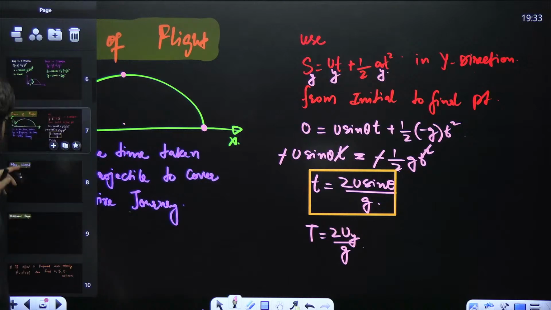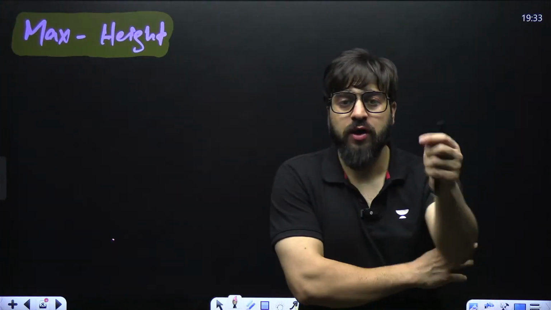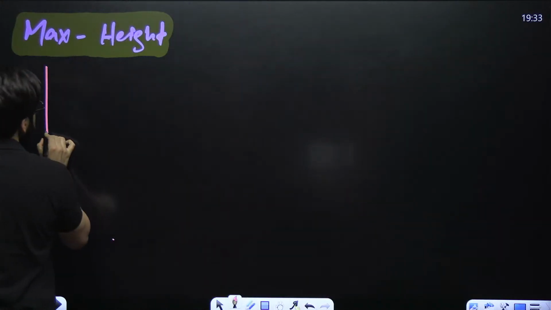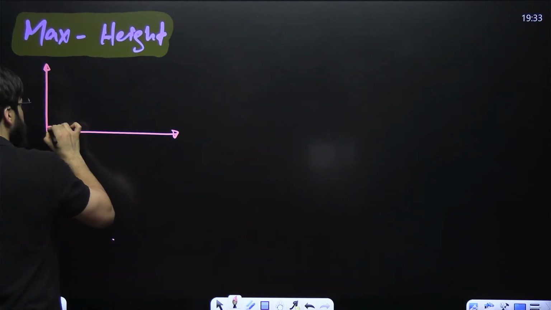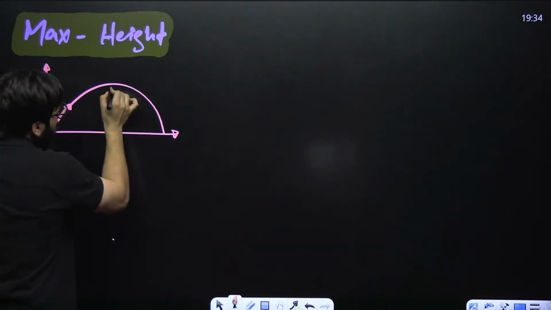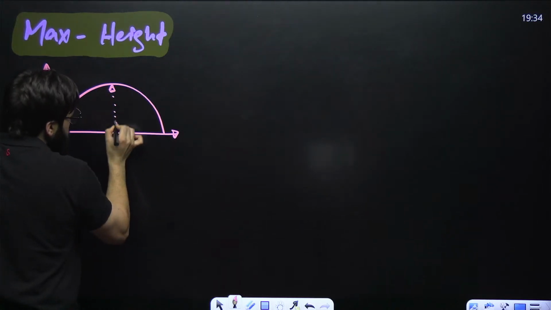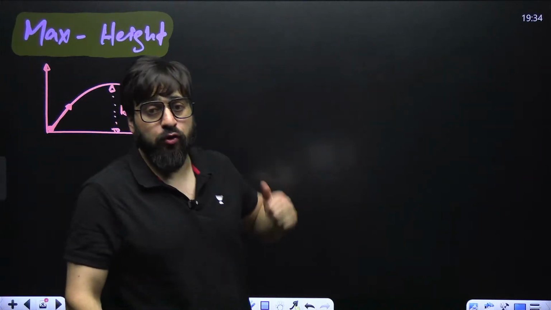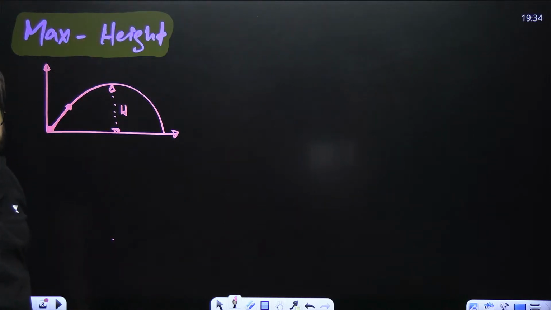Next is what we call the maximum height. What is maximum height? Guys, see. Let's suppose you are launching a projectile over here. You are throwing a projectile something like this. We say it will follow this path. How high can it go? What can be the maximum possible height? That is what we call the maximum height attained by the projectile.